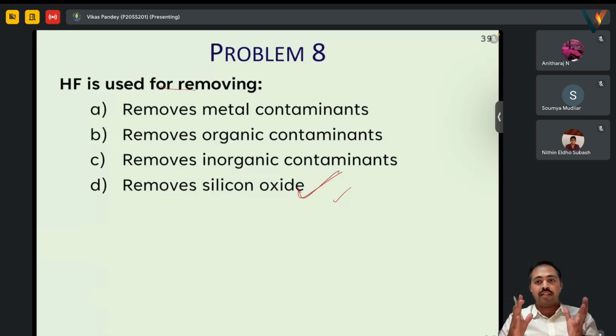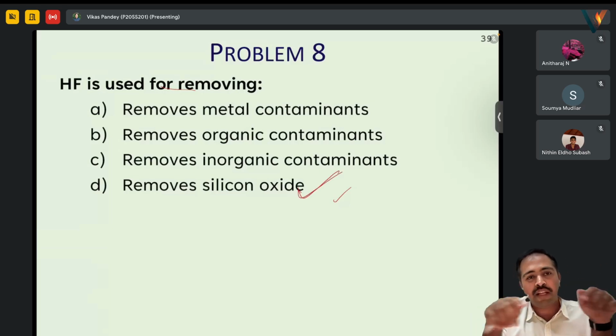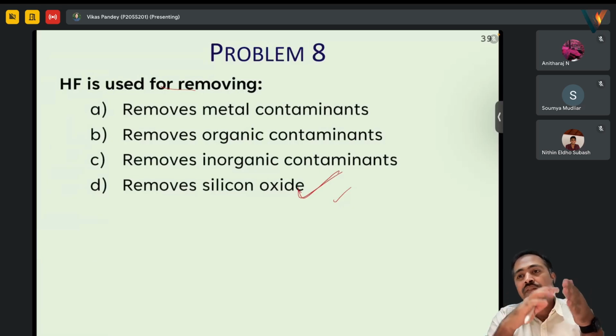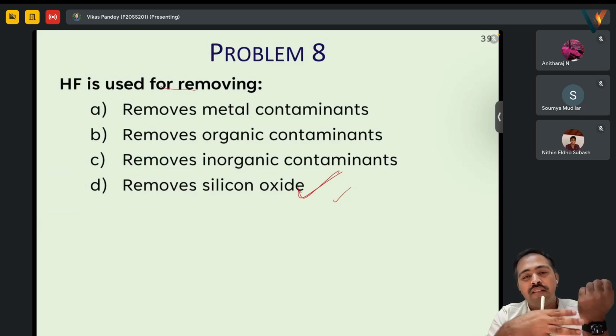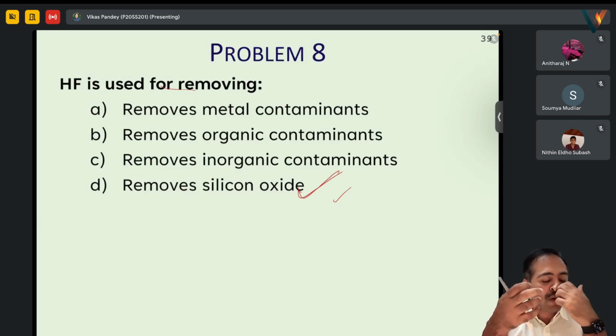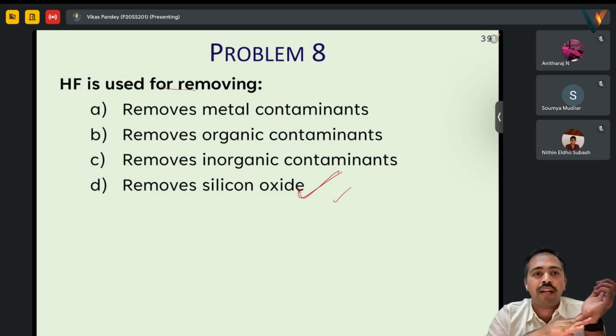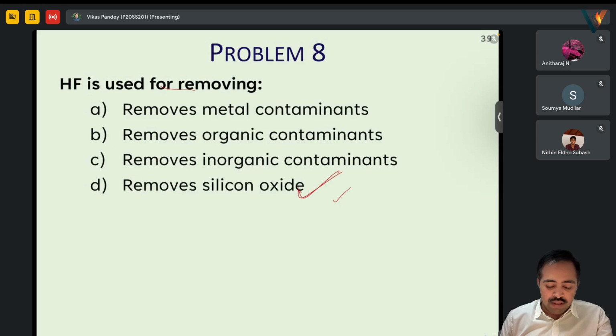When you see the mail, you see it is written as live interactive session, right? So this is for interaction. This is to discuss. You should speak as well as give your ideas, or you can say no. Even I can be wrong, right? So you should discuss and say these things. So it removes silicon oxide. Fine.